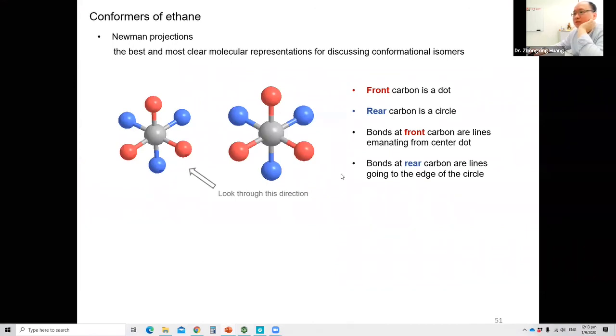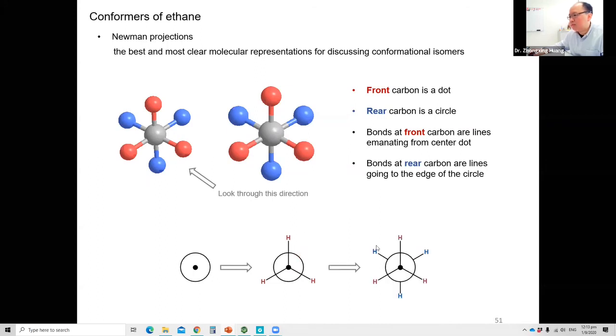Once we determine that we look through one CC bond, we can draw this. The method is as follows. The front carbon is a dot, the rear carbon is a circle. This dot is the front, this circle is the back. The bonds at the front carbon are lines emanating from the center dot, the 3 red hydrogens, exactly like what we see. Then the bonds at the rear carbon are lines going to the edge of the circle. So for the next bond, you don't draw from here, you draw from the edge of the circle. That looks exactly like what we visualized in my software.